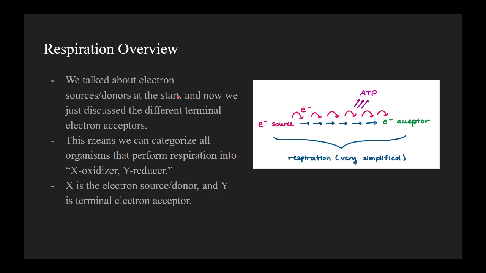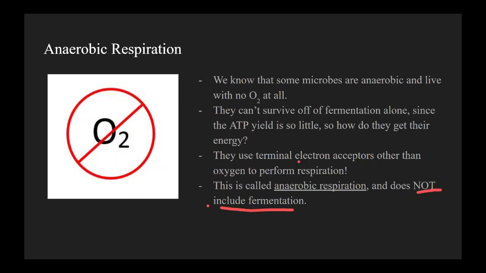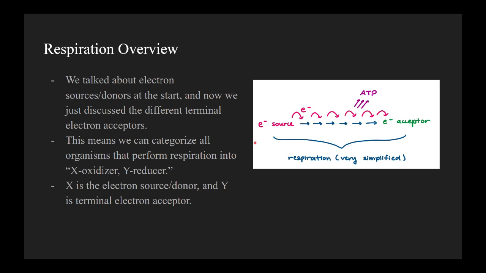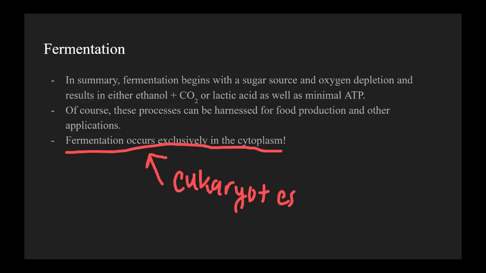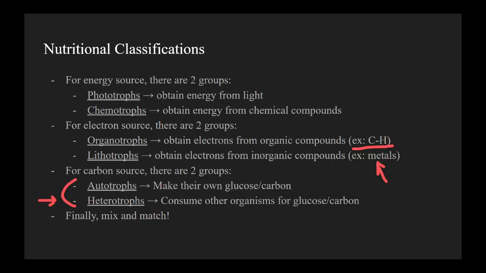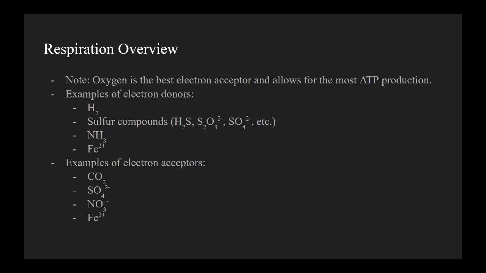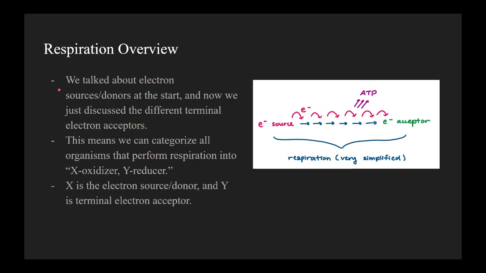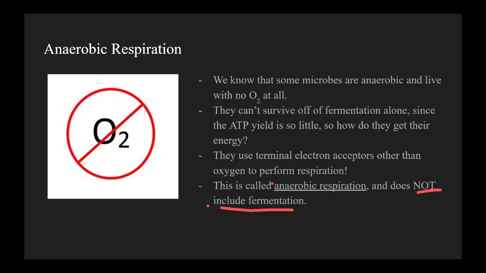And we'll get into what exactly these terminal electron acceptors can be. So remember, at the very start, we talked about electron sources and the different ways, either organotroph or lithotroph, right? You can either get your electrons from organic compounds or inorganic compounds. And so there we talked about the electron sources, and now we just talked about the different terminal electron acceptors.